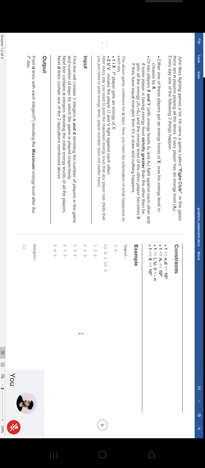Read this output again and again to see what they are looking for: maximum energy level after the ith day. I am repeating this again and again because this line has huge importance. I am coming to the constraints, but before that, let me discuss this input output format.